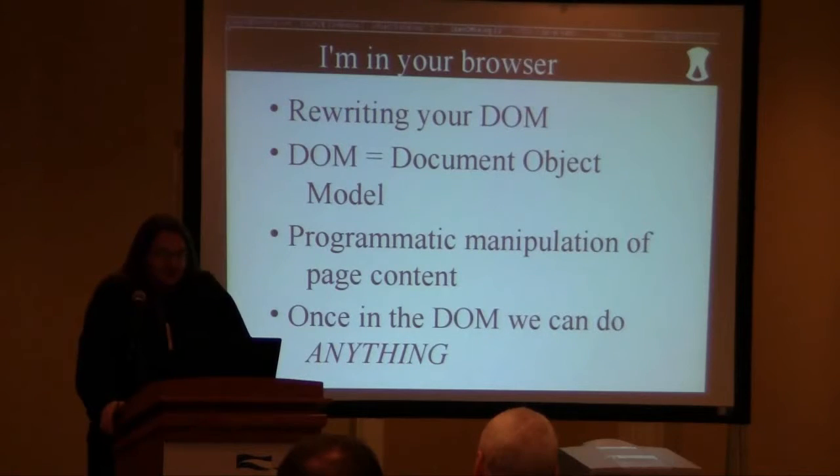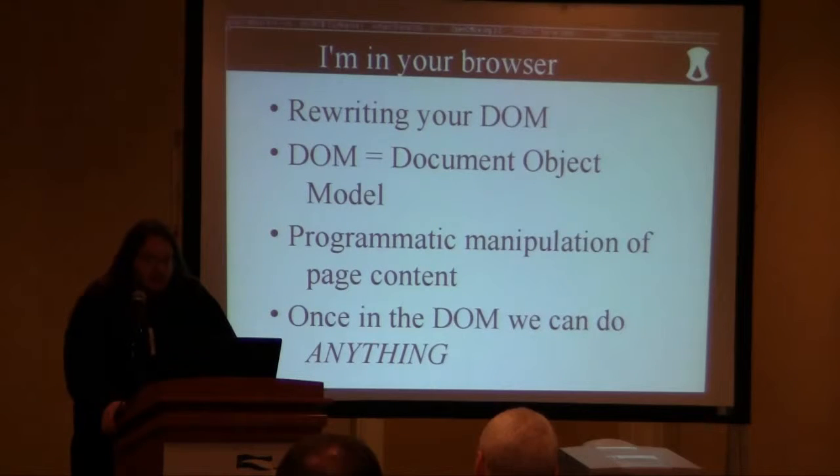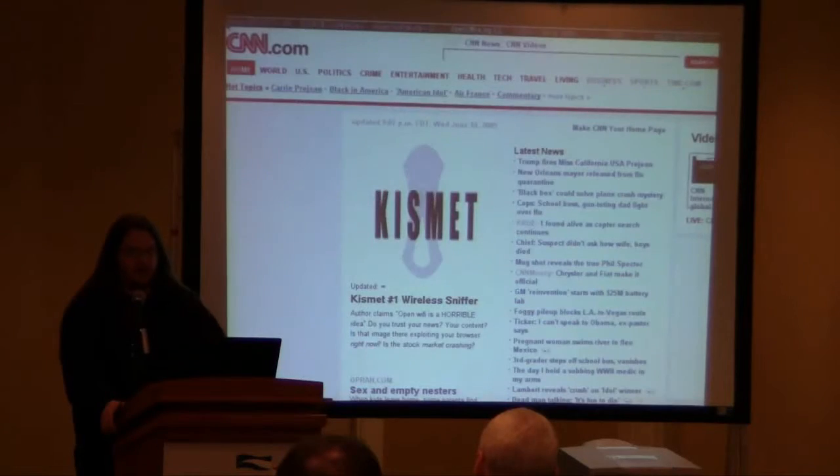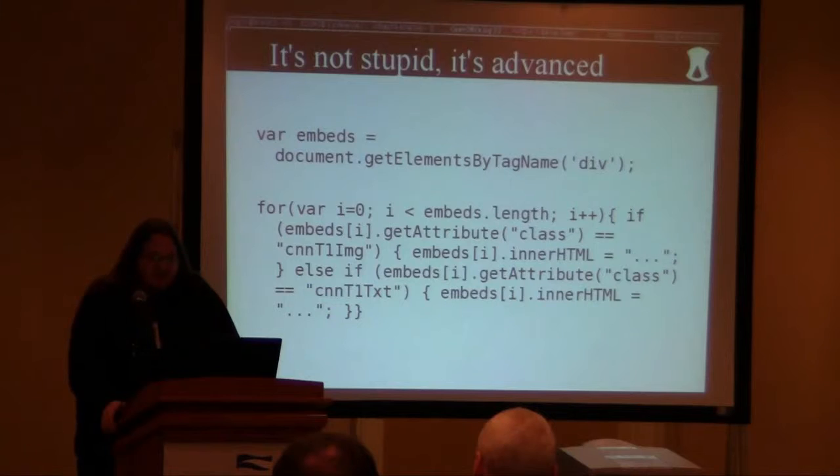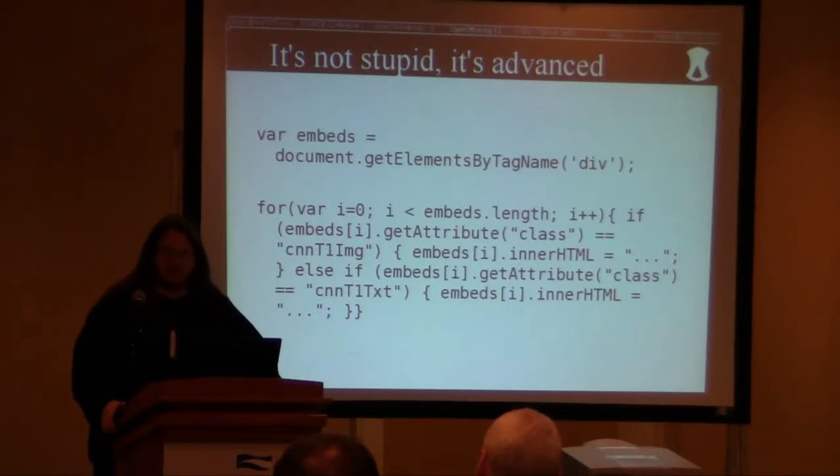So, rewriting your DOM, the document object model, is programmatic manipulation of the XML that makes up the page. Once we're in the DOM, we can do anything we damn well want. So, you have 2 lines of JavaScript. Find everything that has a div, find things that are named CNN T1 image, and replace them.